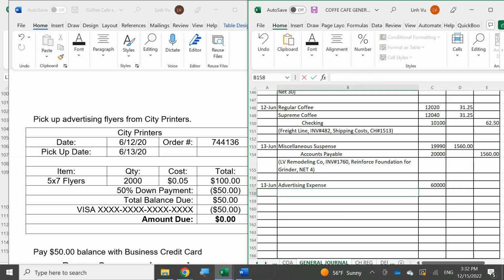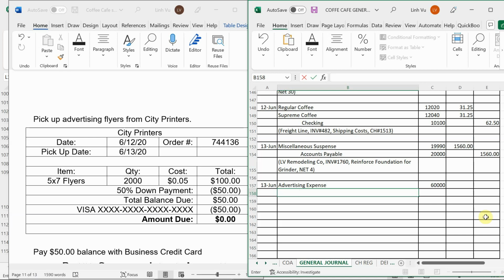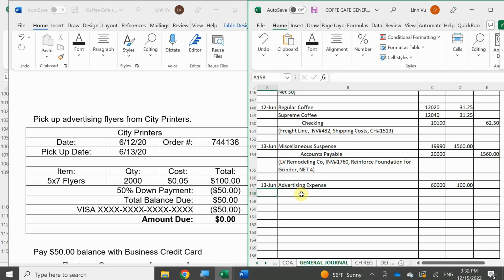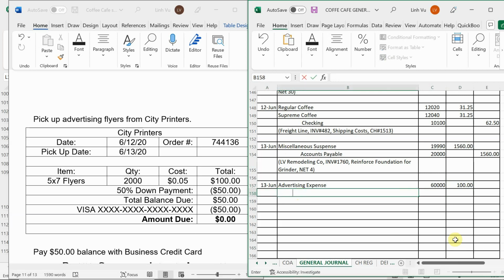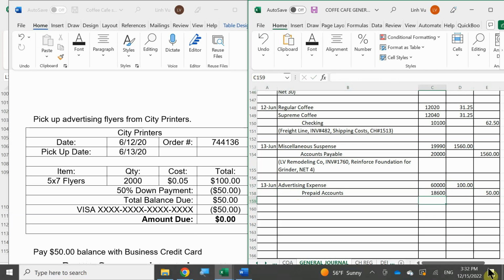So for the 13th, advertising expense, which is 60,000, for the total amount of the invoice, which is $100. We're going to be using our prepaid accounts, which is 18,600, for the $50 that we prepaid, and then the Visa payable for the 22,000 for the one we just charged, again, $50.